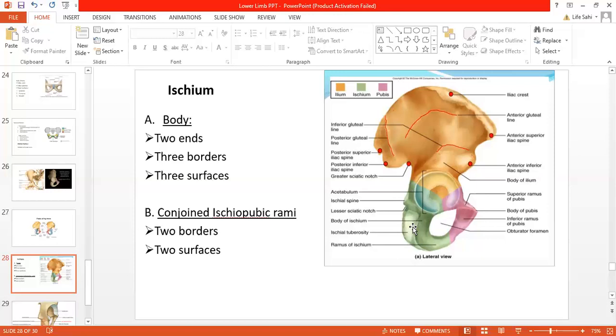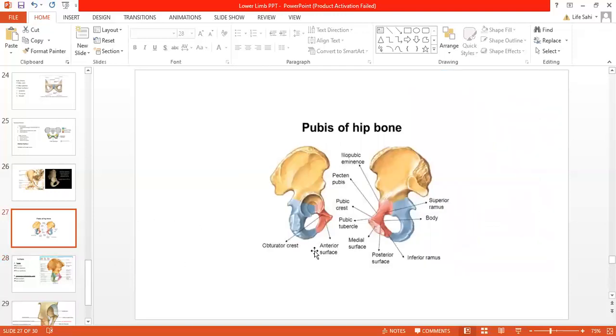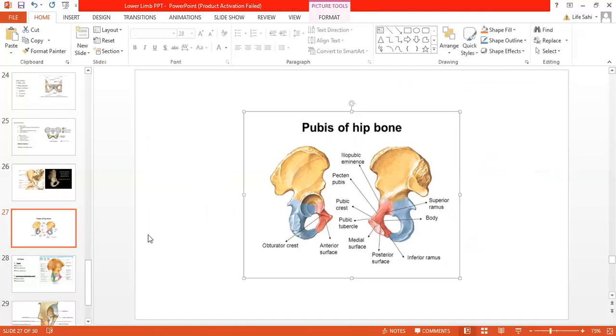Pelvic surface is the one that forms part of the lateral wall of true pelvis. This is the pelvic surface for the ischium. Again, it is the surface that faces the interior of the pelvis.